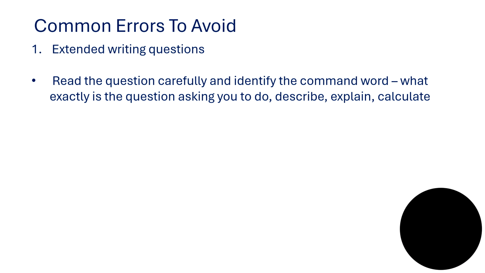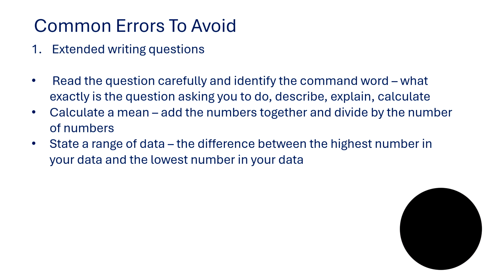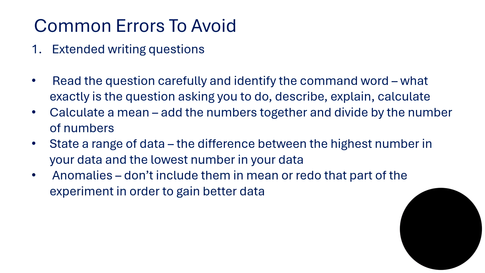Make sure you read the question carefully and identify the command word. What exactly is the question asking you to do? Describe, say what it looks like, explain the hows and whys, or calculate. If it asks you to calculate a mean, add the numbers together and divide by the number of numbers. State a range of data. That's the difference between the highest number in your data and the lowest number in your data. And if there are any anomalies, don't include them in your mean, or redo that part of the experiment in order to get more accurate data.